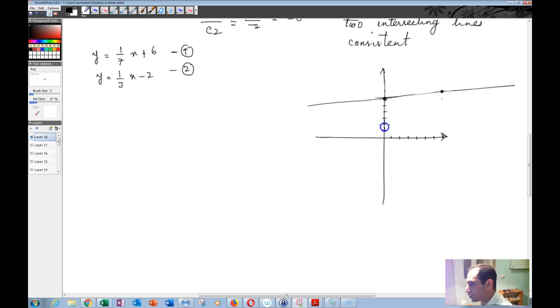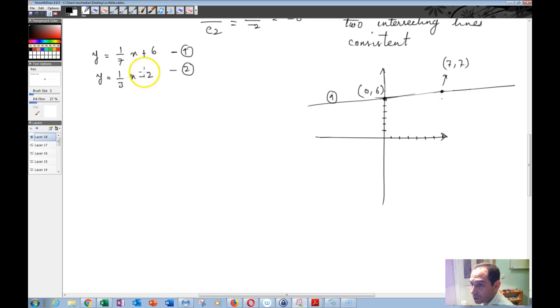So this is 1, 2, 3, 4, 5, 6. So you have 1, 2, 3, 4, 5, 6, and 7. So this point over here is 7, 7. And this is 0, 6. This point over here. And then the other line that you have is, so this is number 1.